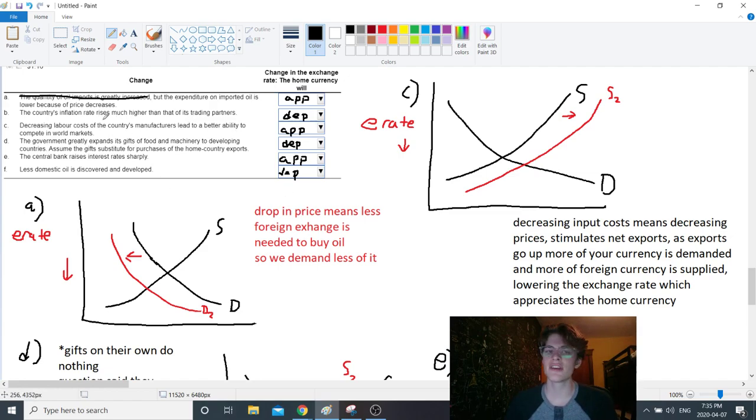B I didn't graph out just because it talks about inflation, and we just talked about that. So if your inflation is higher than your trading partners, your currency is going to depreciate, kind of what we just showed there.